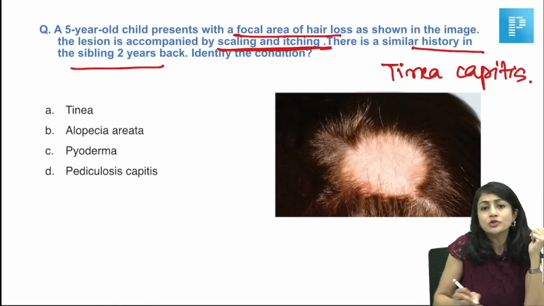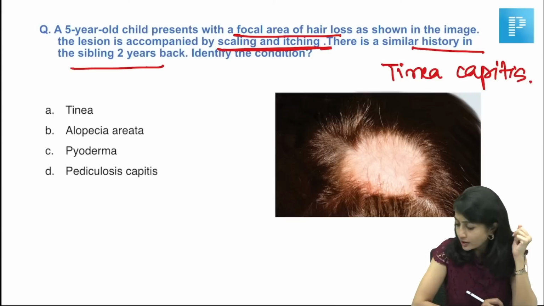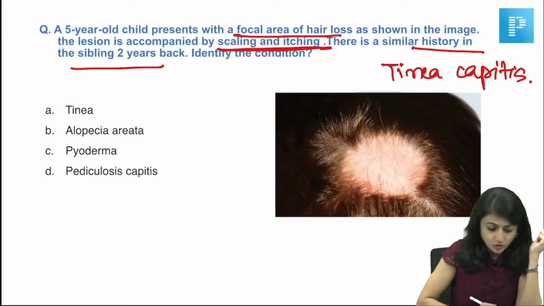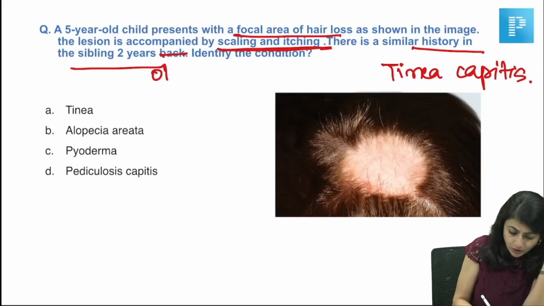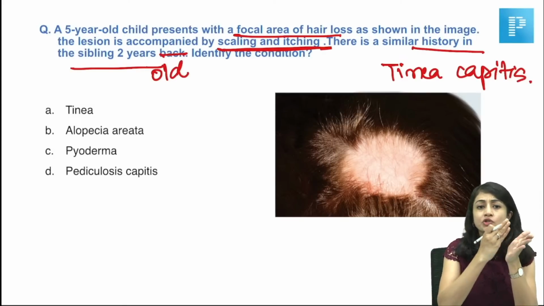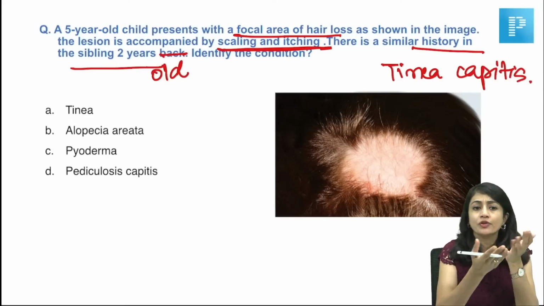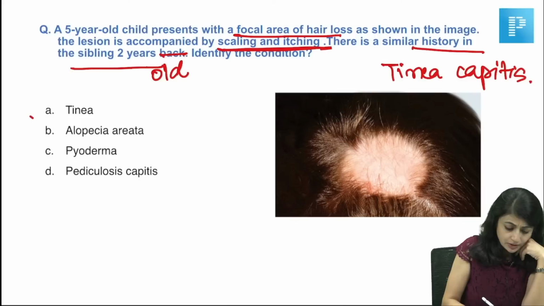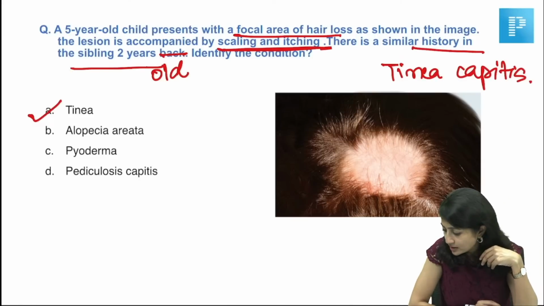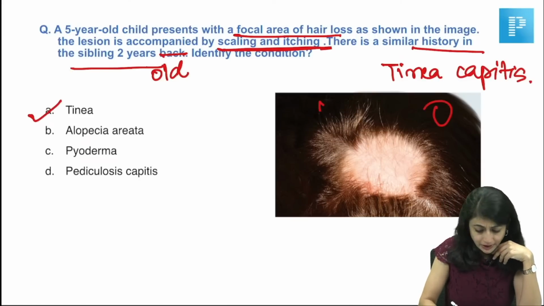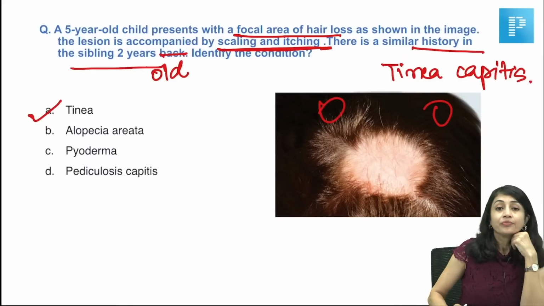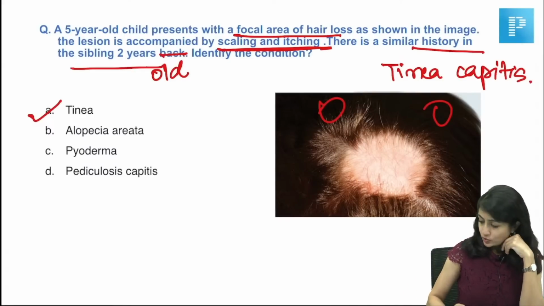Clear? So I think this was one of the questions which you guys were talking about. Even if there were multiple patchy hair loss, so yes, it would be 2 years old in the sibling. So family history, itching, scaling, focal areas of hair loss, we know we are dealing with Tinea capitis. So answer would be simple, Tinea capitis. Even if there were multiple patches, my answer does not change, right. So thank you so much for this one at least.